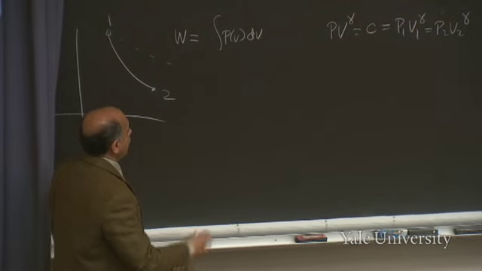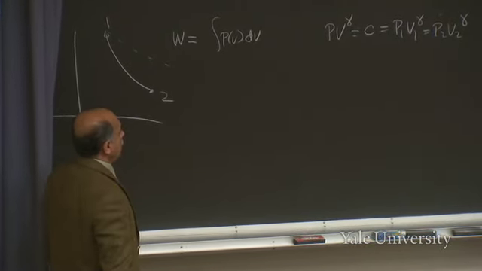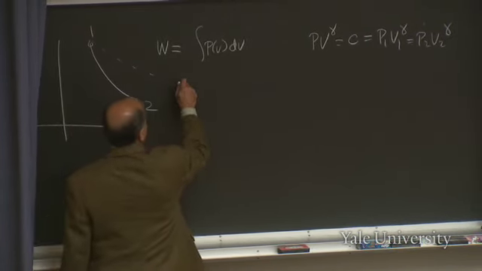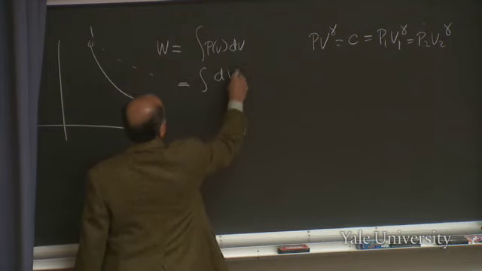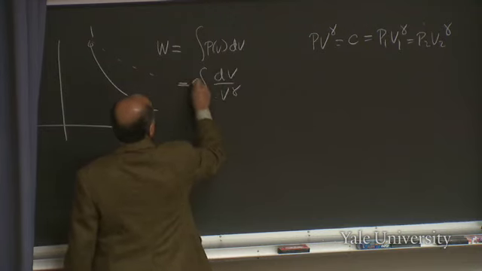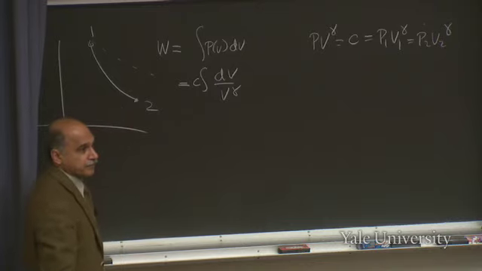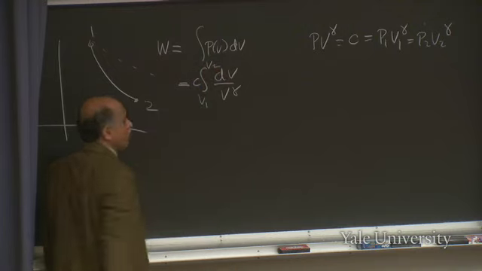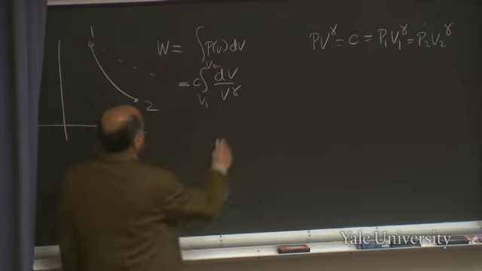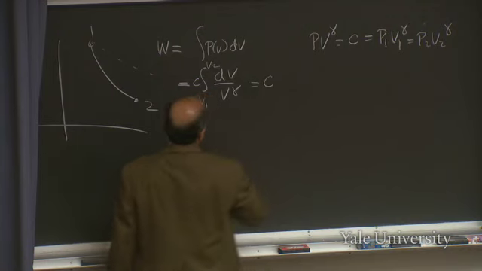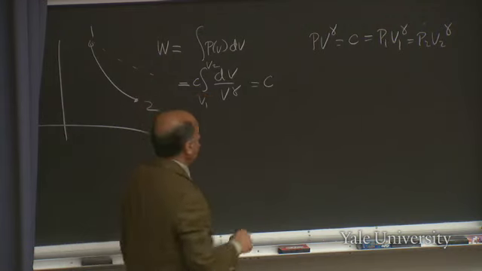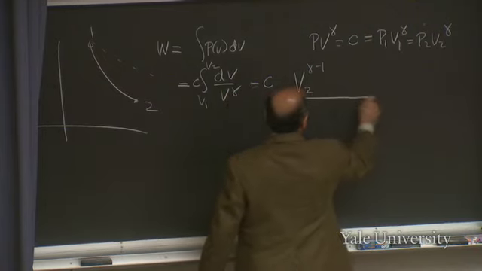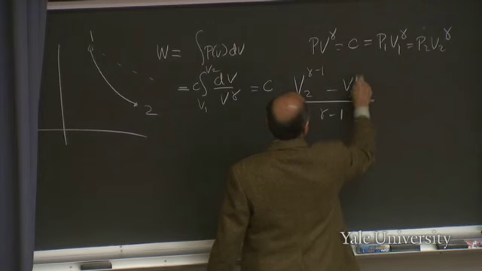It's convenient to call that invariant product of P V raised to gamma as C, because then we can do the integral as dV over V to the gamma with a constant C here, from V1 to V2. And this is a pretty simple integral. You guys know that the integral of x to the n is x to the n plus 1 over n plus 1, so V to the gamma minus 1 over gamma minus 1.